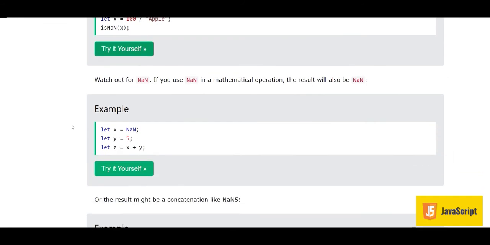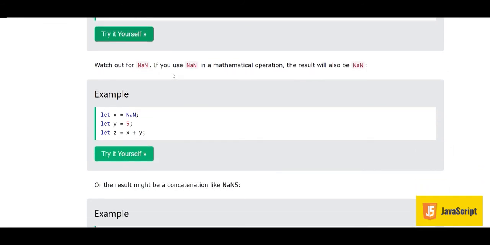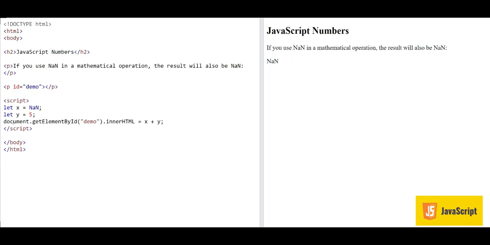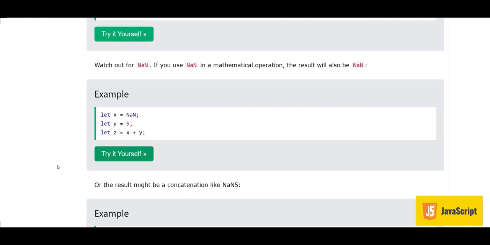Next, watch out for NaN. If you use NaN in a mathematical operation, the result will also be NaN. So let x equal NaN and y equal NaN. When we add them, the result will be NaN, right? If you use NaN in a mathematical operation, the result will also be NaN, not a number.